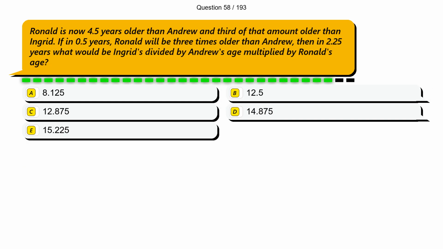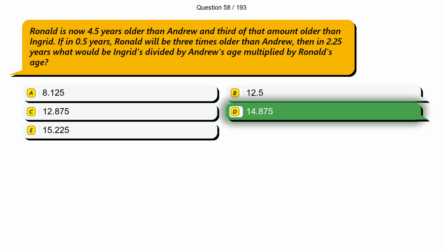Question 58. Ronald is now 4.5 years older than Andrew and a third of that amount older than Ingrid. If in 0.5 years, Ronald will be 3 times older than Andrew, then in 2.25 years what would be Ingrid's age divided by Andrew's age multiplied by Ronald's age? Option A, 8.125. Option B, 12.5. Option C, 12.875. Option D, 14.875. Option E, 15.225.